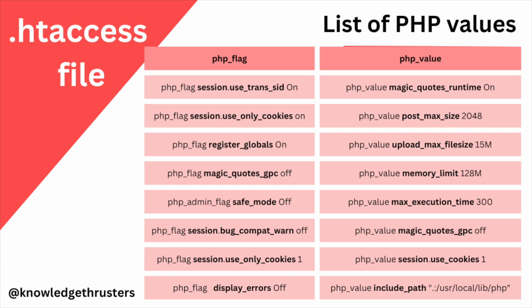Similarly for php_value, you can use magic_quotes_runtime, post_max_size for your request, then upload_max_filesize, which is the maximum file size one can upload, then max_execution_time. All those things you can set using php_value.